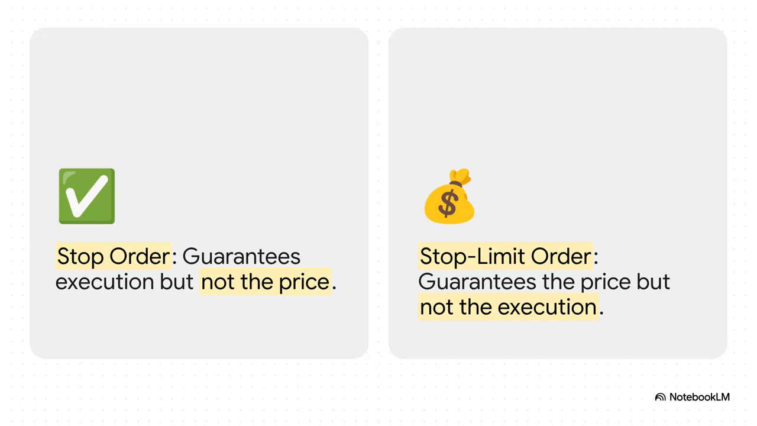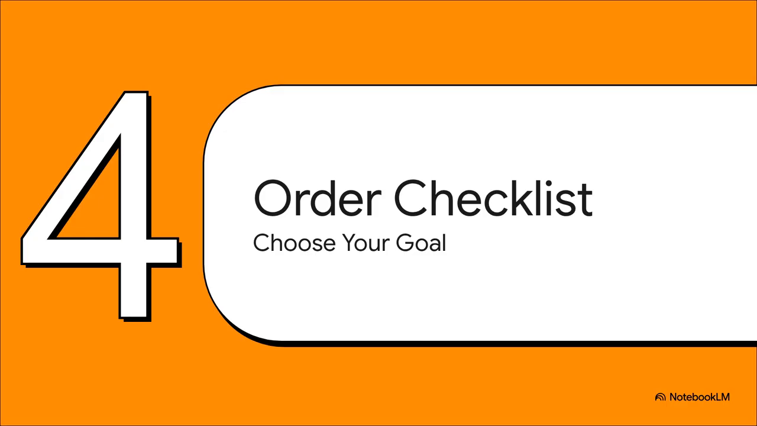So the difference really comes down to this. What's your priority? With a regular stop loss, you guarantee you'll get out, but you don't know the price. It's an eject button. With a stop limit, you guarantee the price you'll get, but you can't guarantee you'll get out at all. It's for someone who'd rather risk holding a falling stock than sell it in a total panic for a terrible price. I know, that was a lot to take in.